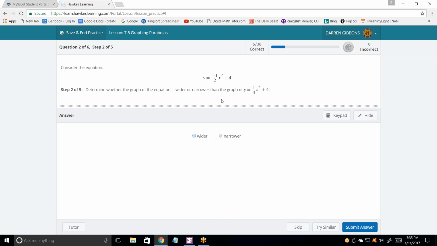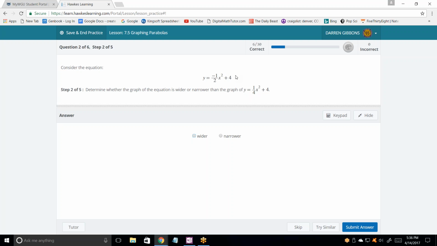Oh, I really hate the way they do these, but they're doing them kind of backwards. In other words, normally they would say, is that skinnier or wider than the parent function? But now they're giving you another function, and they're asking you whether the original function is skinnier or wider than this new function.